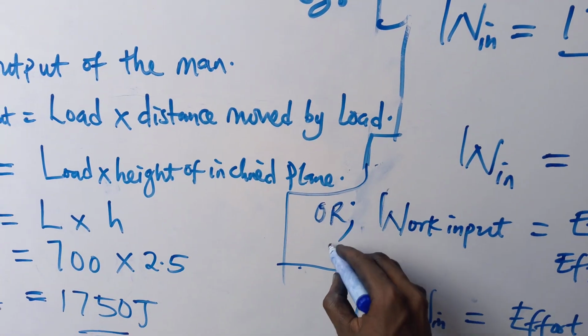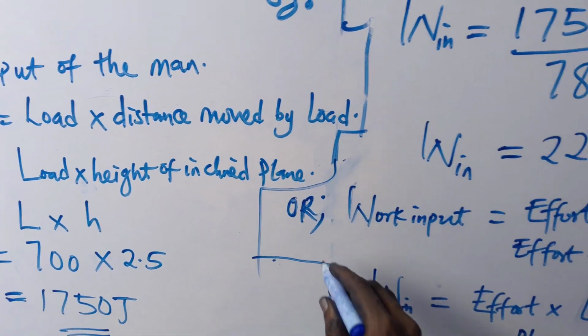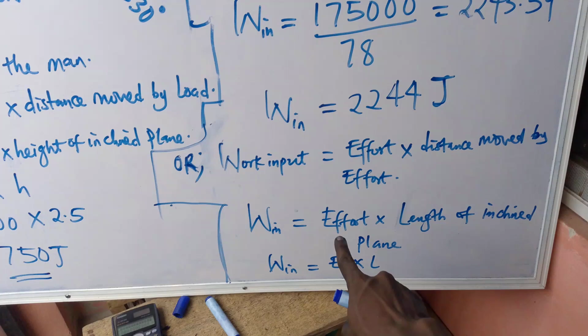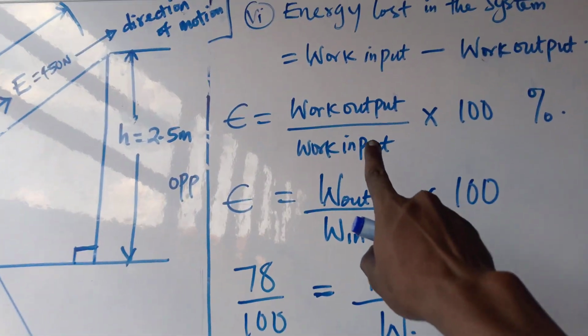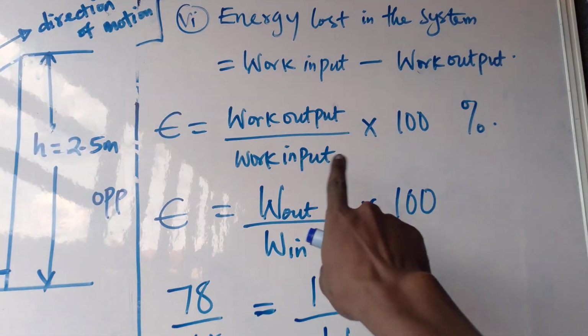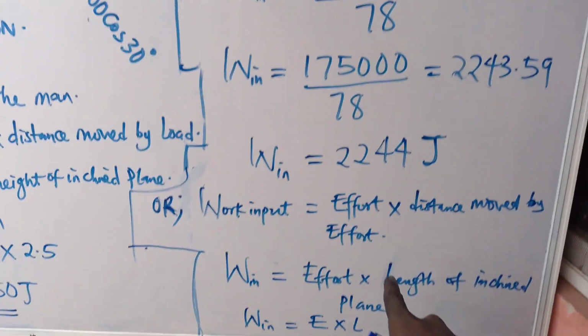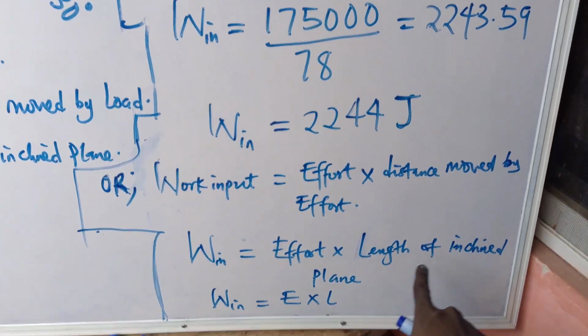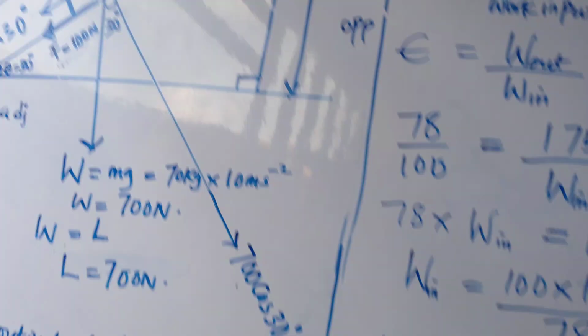Okay, this is another method of finding the work input. Work input is effort times distance moved by effort. This one is the first method I used: work output over work input times 100%, which is efficiency. And here I say work input is effort times distance moved by effort. Distance moved by effort is the length of the inclined plane. That is this length of the inclined plane.